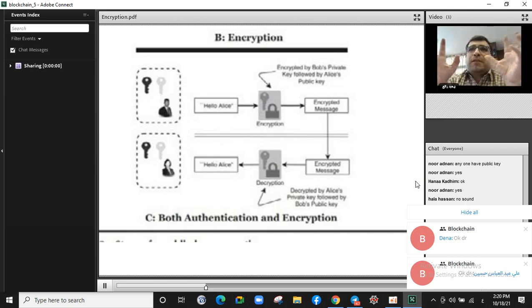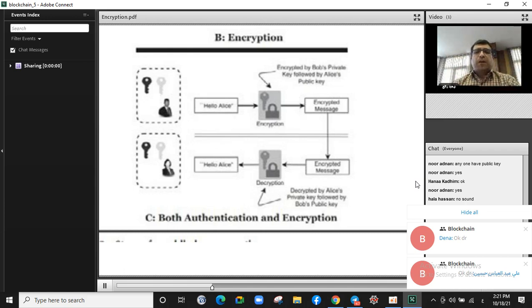Suppose that Eve now receives the message and wants to spy on Alice and Bob. She can't, because the last time the message was encrypted with Alice's public key. To unlock this message, we need Alice's private key, and the only person who has the private key is Alice. So others, like Eve, cannot unlock the message.